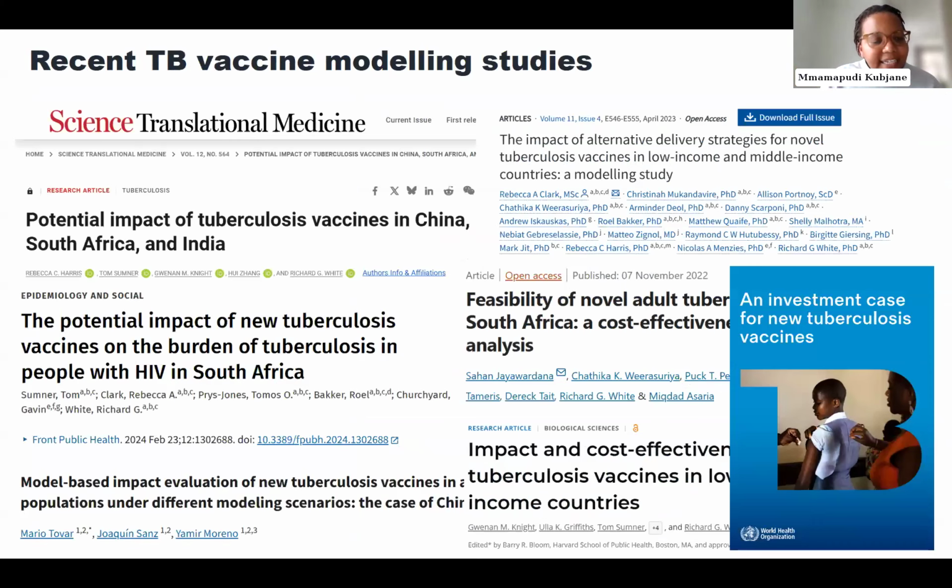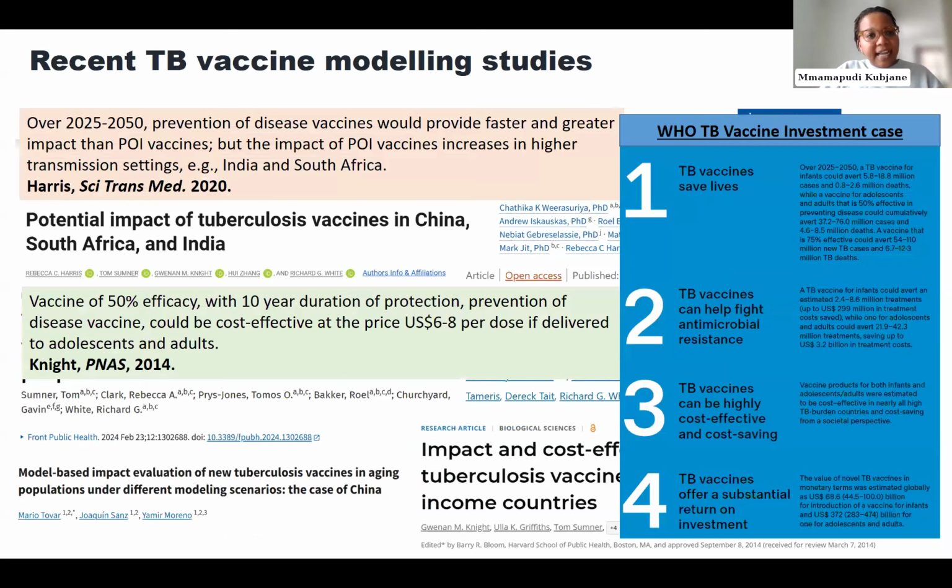More recently, we've had a number of TB modeling studies that have been focusing on TB vaccines, and a lot of them have focused on countries such as China and South Africa, and there have also been country level and sub-regional focused studies. And some of the insights we get from these is generally that a new vaccine would be effective and cost effective if implemented.